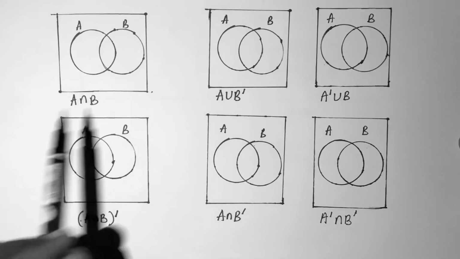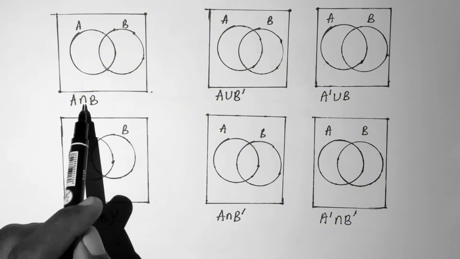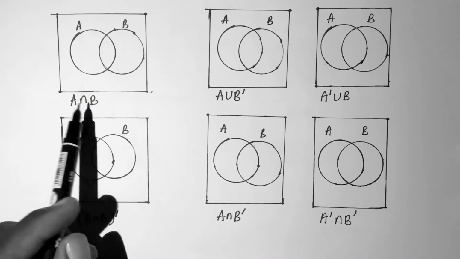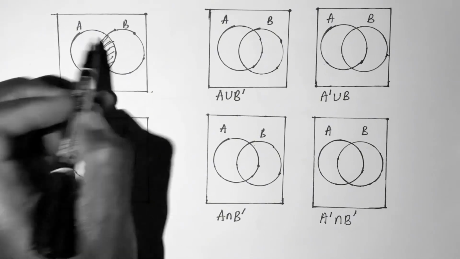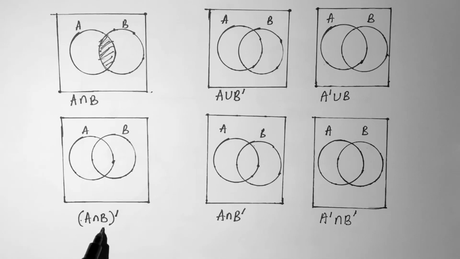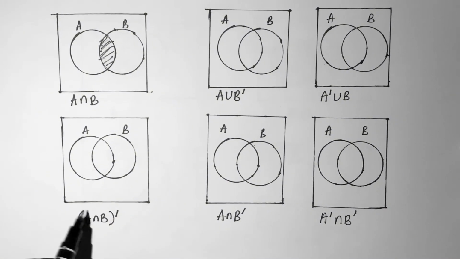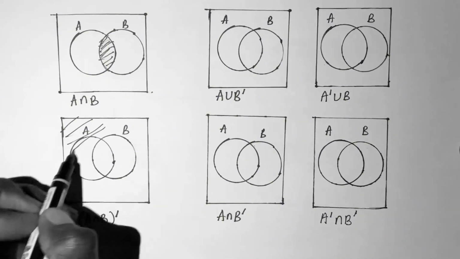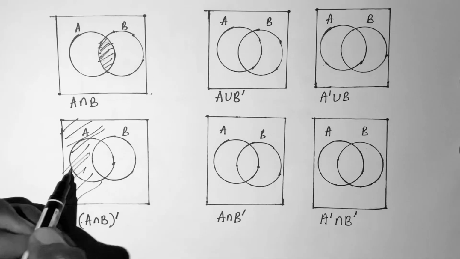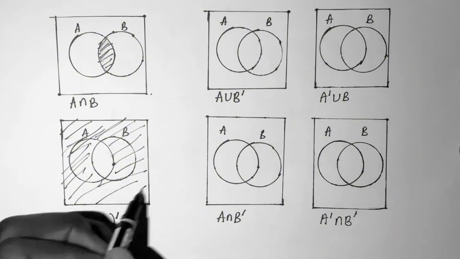Now let's come to this one, which says A intersection B. So A intersection B is the region that is common to both A and B. So if we check this, the region that is common to both A and B is this region. And then here is A intersection B complement. In other words, the opposite of A intersection B. So all the other regions outside of A intersection B. So if this is A intersection B, then A intersection B complement is all of this region. So we shade all the other regions apart from A intersection B itself.